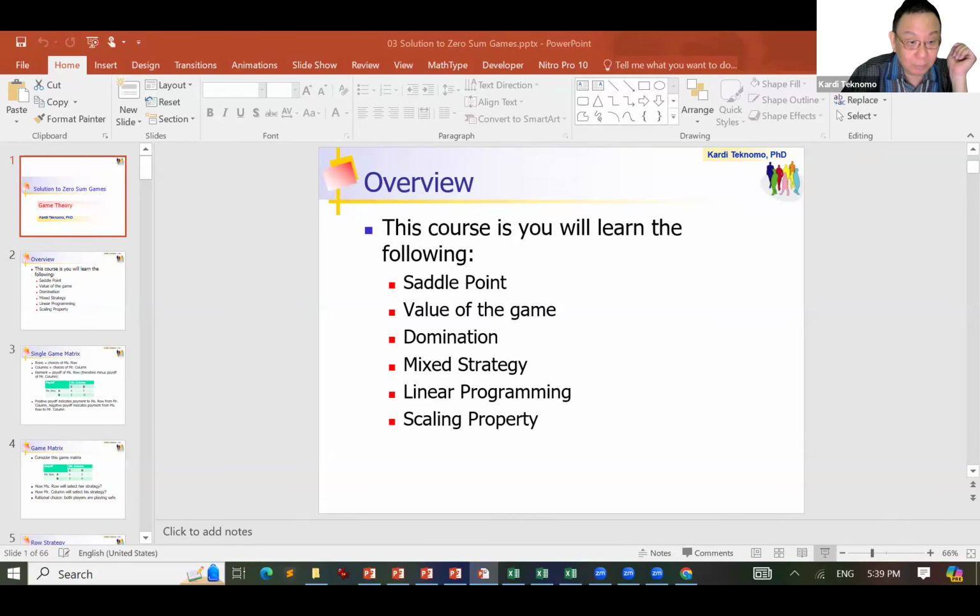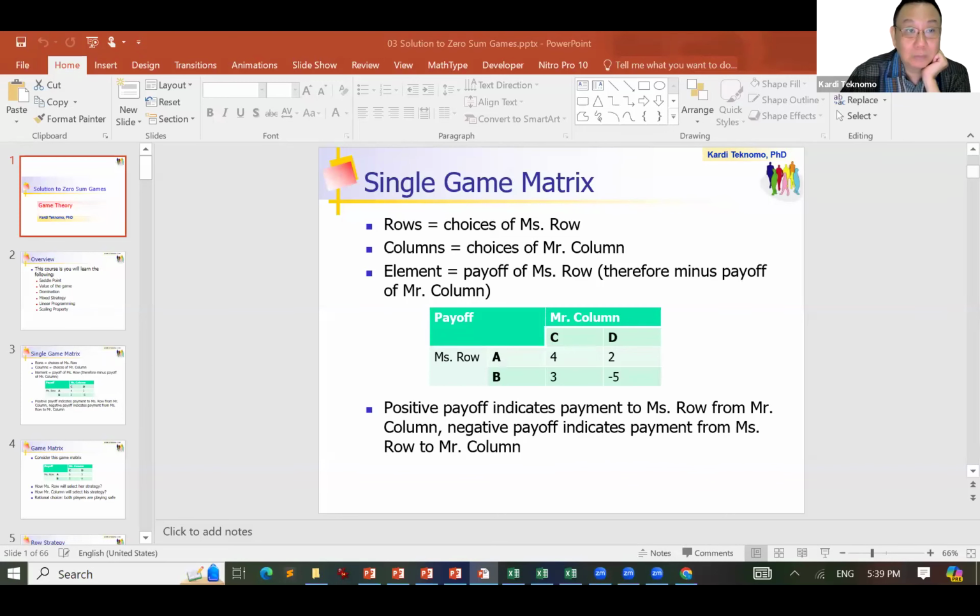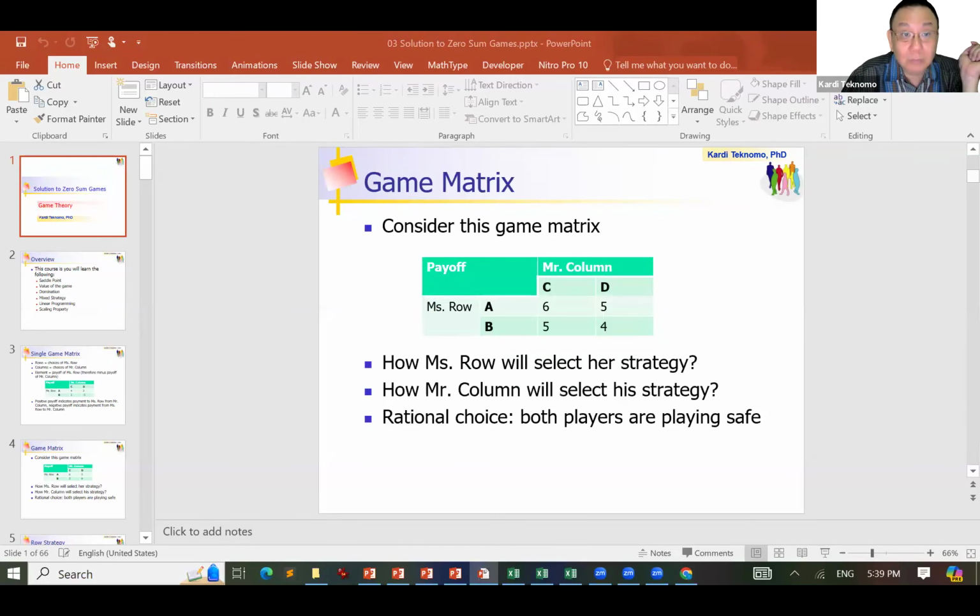So I hope you can see the screen. This is the game called a zero-sum game. We have only one number in each cell of the matrix. So for example, if Miss Row chooses A and Mr. Column chooses C, then Miss Row will get 4. That means Mr. Column will lose 4, and so on.